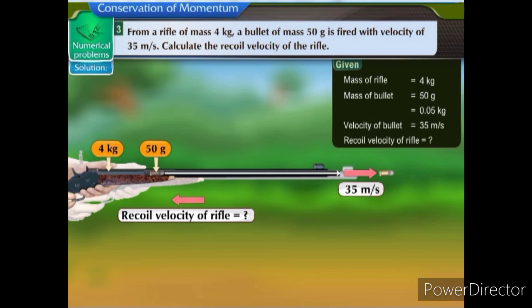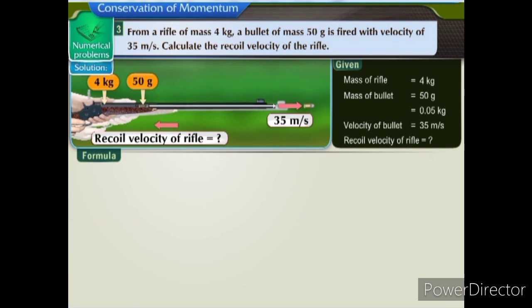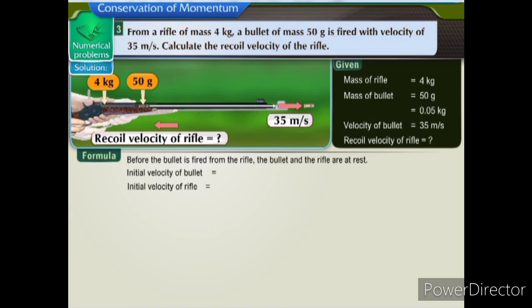To find the recoil velocity of the rifle: initially, that is, before the bullet is fired from the rifle, the bullet and the rifle are at rest. Thus, the initial velocity of the bullet and the rifle is 0. So, the initial momentum of the bullet and the rifle is 0. Let us now substitute the given values in the relation.